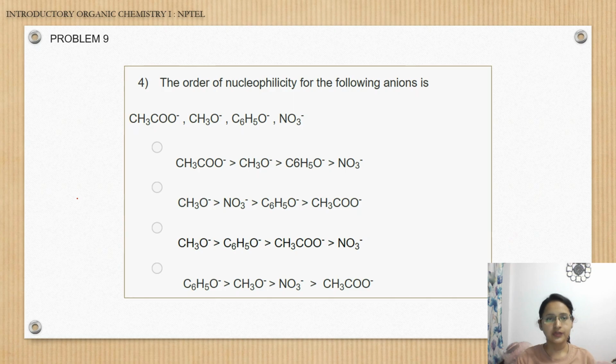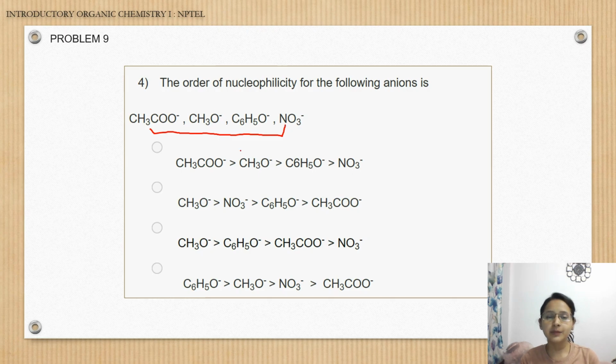Okay, now coming to problem number 9. So we quickly finish the problems now. Here they are asking the order of nucleophilicity for the following anions: acetate, methoxide, phenoxide, and nitro. Which will have the highest nucleophilicity? You have to arrange these compounds in nucleophilicity order. Nucleophilicity means which is the strongest nucleophile among these four, and which is the least strong. You have to assign, right?